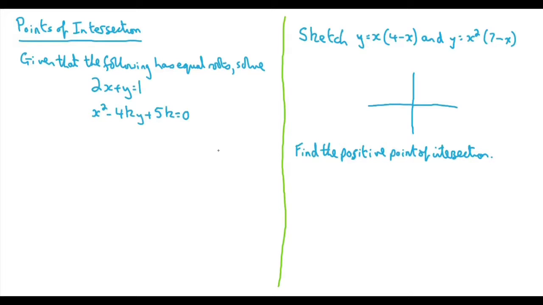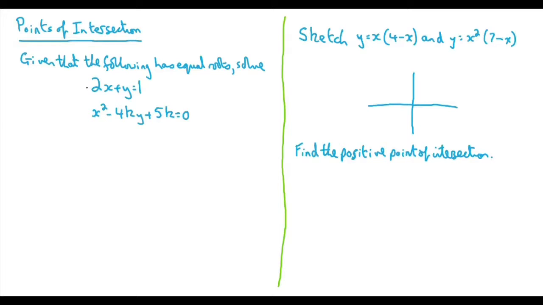Starting with the simultaneous equations though, just to make sure we are happy with those as a starting point, we may have something like this, wherein given that the following has equal roots, solve 2x plus y equals 1, and then x squared minus 4ky plus 5k equals 0. Now this is slightly different already from perhaps what simultaneous equations you are used to. At GCSE you would usually have your x and y, and because there are two unknowns you can't solve immediately, so you have to eliminate one of them.